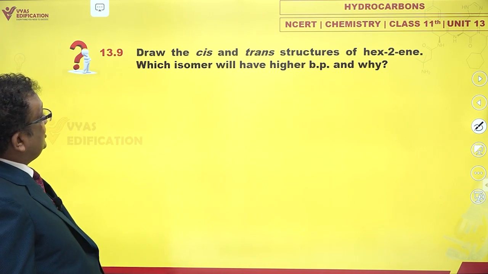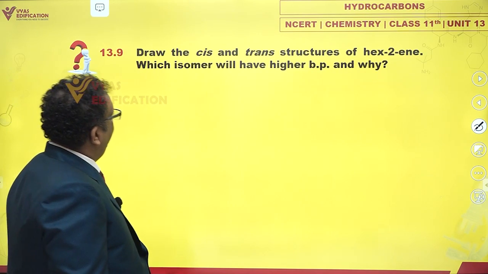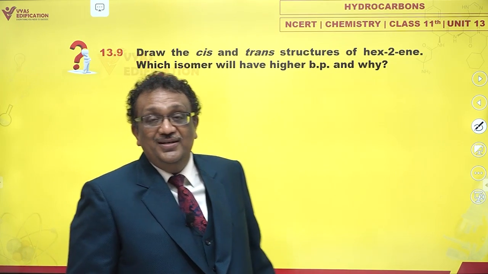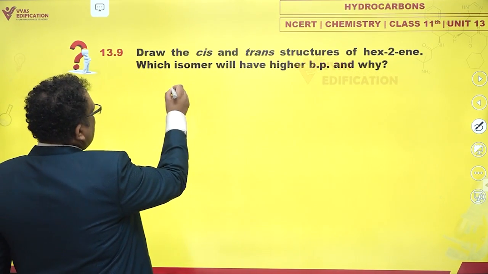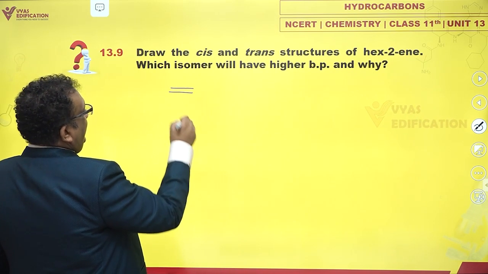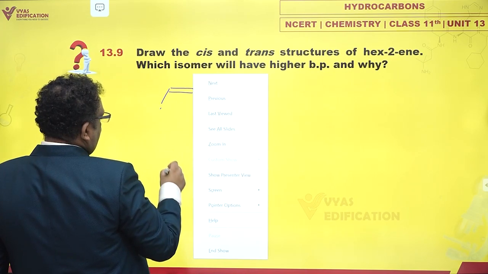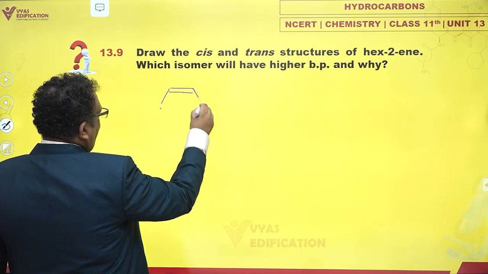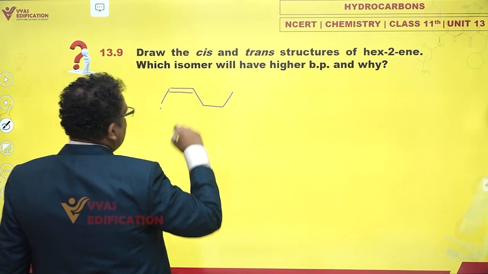Draw the cis and trans structures of hex-2-ene. Lovely. Which isomer will have higher boiling point and why? Let's see. First of all, let's draw the double bond. Hex-2-ene. So this is 1, 2, 3, 4, 5, 6.